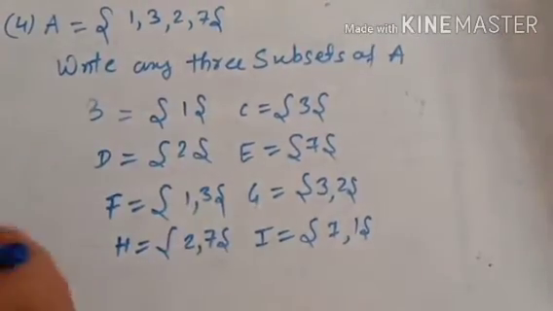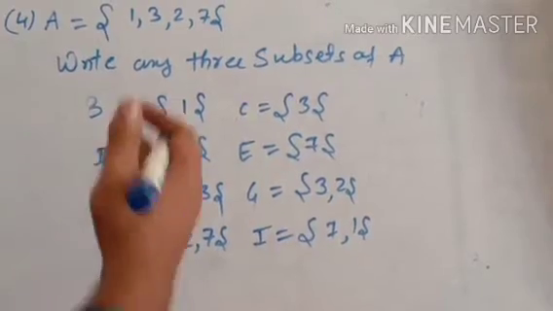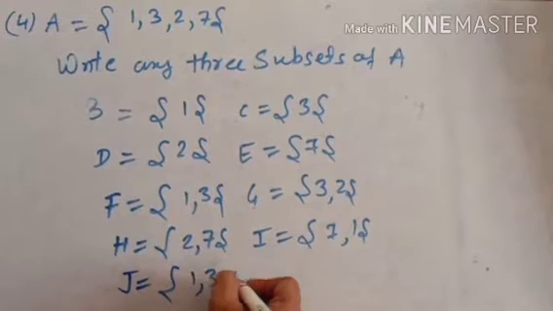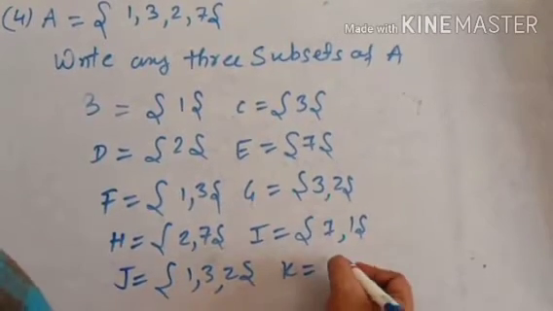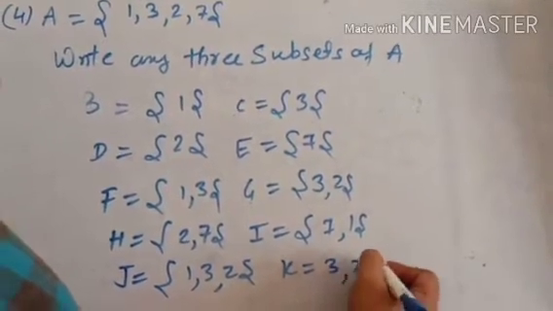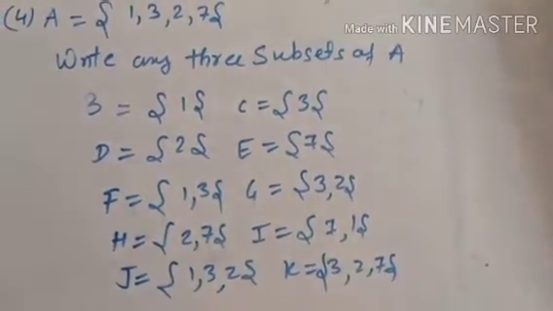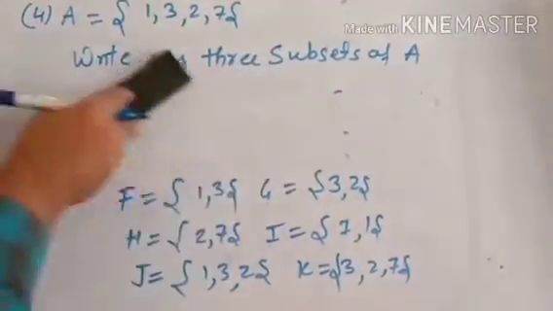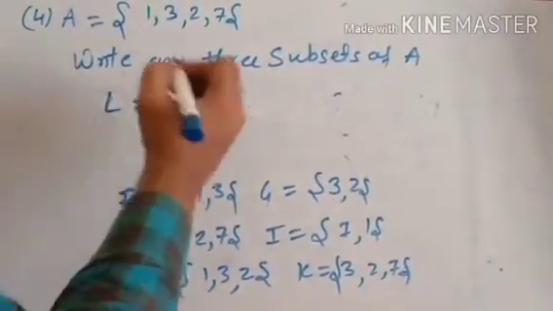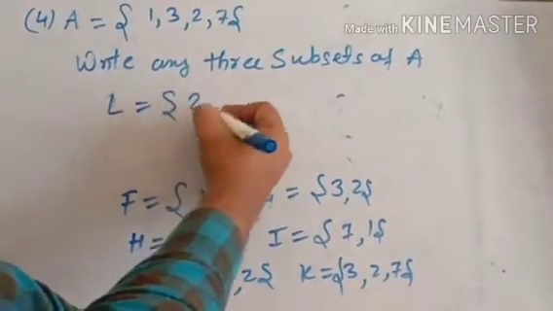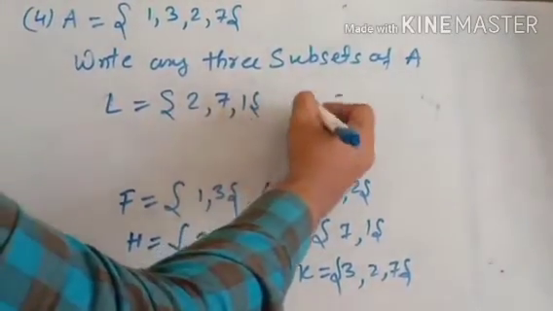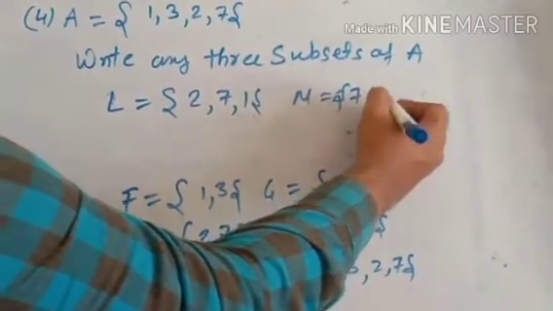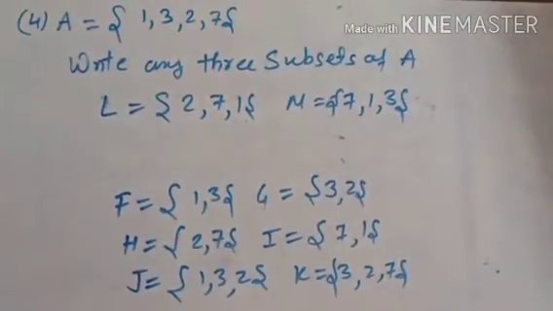After that we take groups of 3. J is equal to what? {1, 3, 2}. K is equal to what? {3, 2, 7}. And after that, L is equal to what? {2, 7, 1}. M is equal to what? {7, 1, 3}. That is a set of 3.